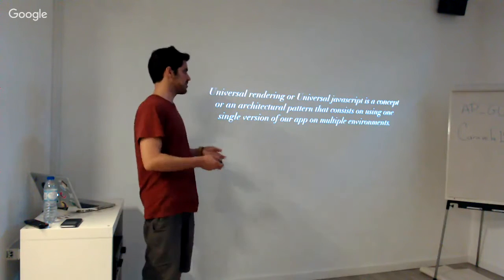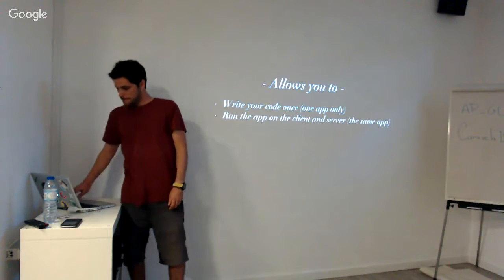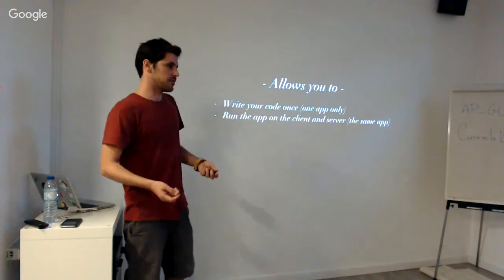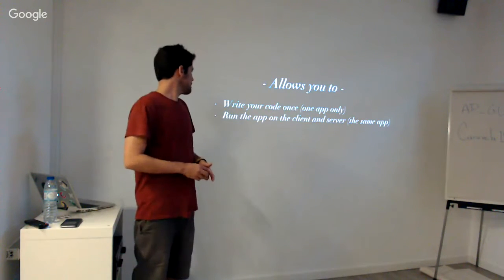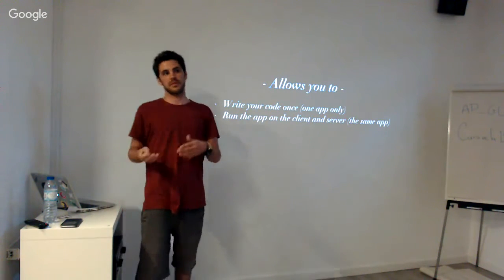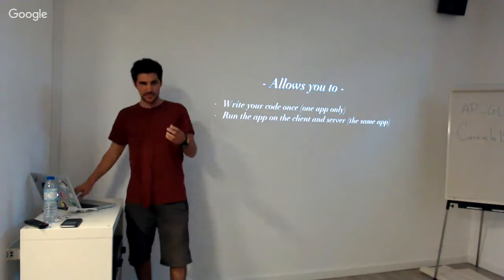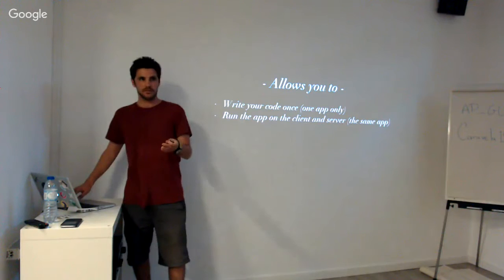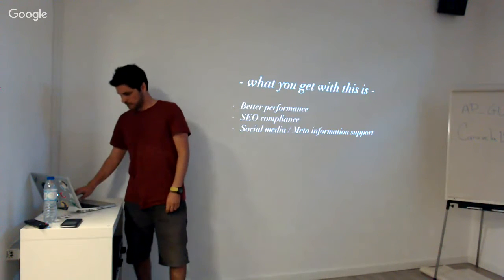So universal rendering is just a concept or a pattern to write an app that will work on multiple environments. The concept is even bigger than browser and server, so it could be that the same app would work on browser, server, and NativeScript, for example, or anything else, web workers. This allows you to write the same code, only one code, manage one code, and run the app both on the browser and the server, for this case. The same app, so nothing really different to manage.